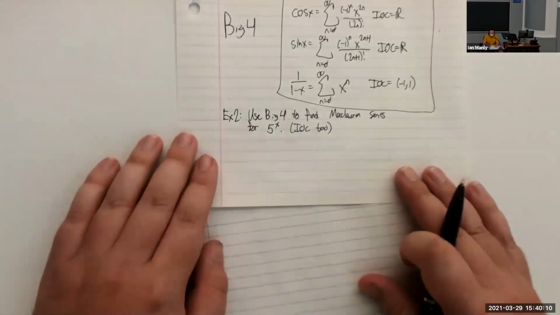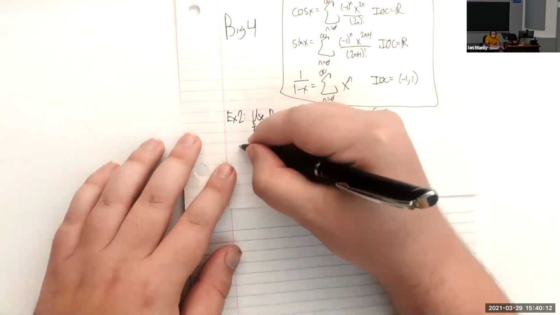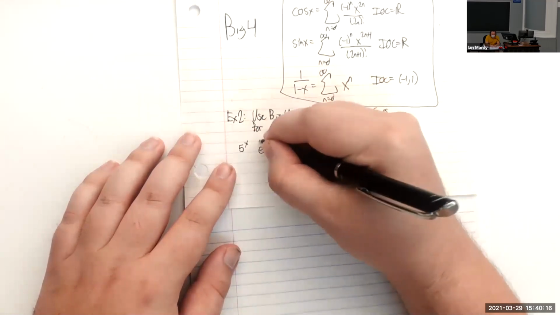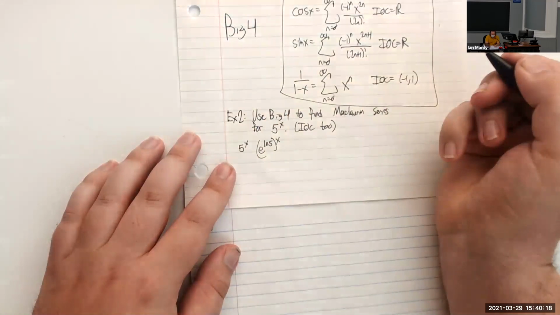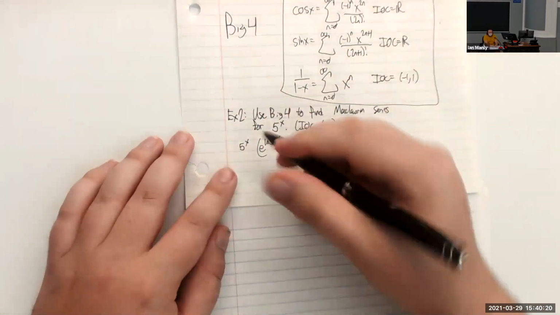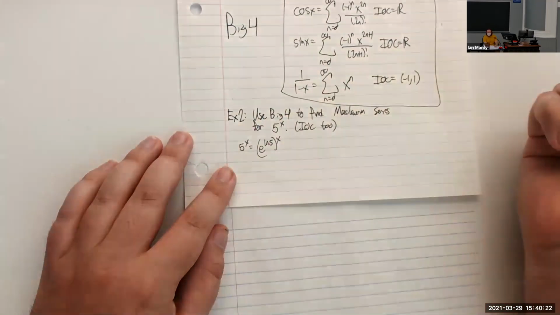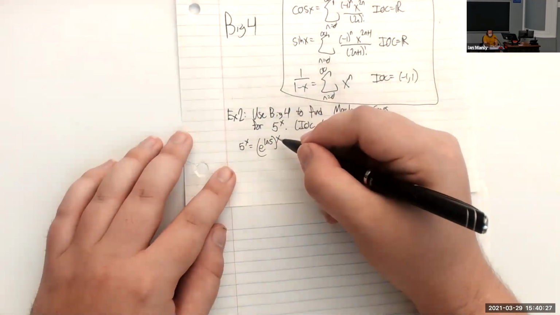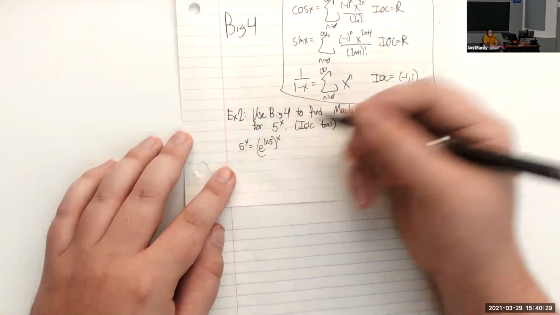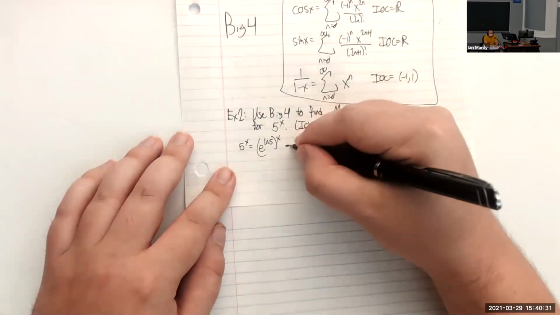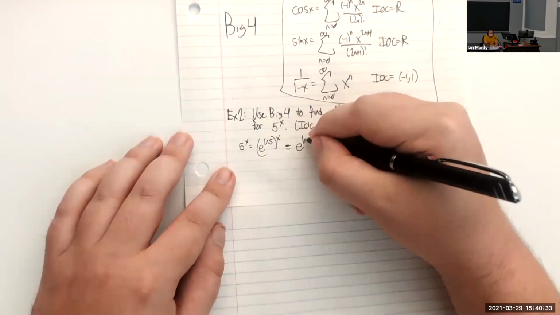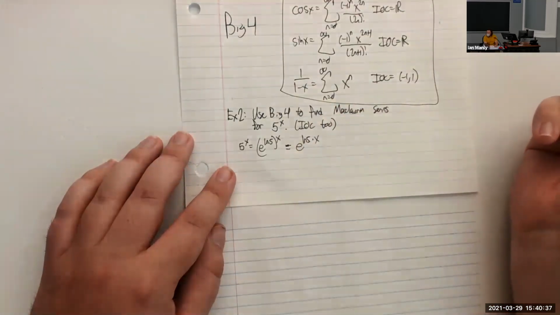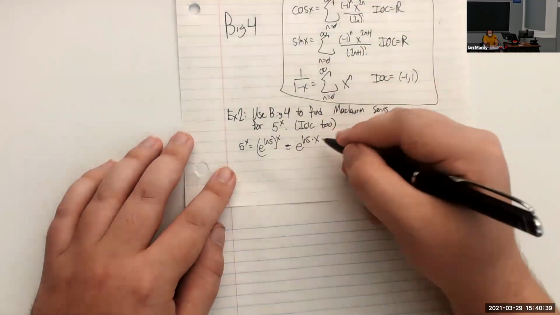So what I'm going to do instead is I'm going to recognize that 5 to the x is the same thing as e to the ln of 5, to the x. Because e to the ln of 5 is just a very fancy way of writing 5, right? Now, by exponent rules, if I have an exponent and then that's raised to an exponent, I can multiply them. So I have e to the ln of 5 times x right here. So 5 to the x is e to the ln of 5 times x.